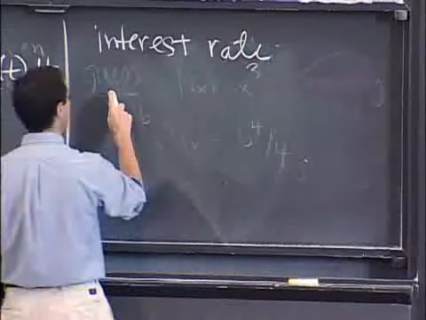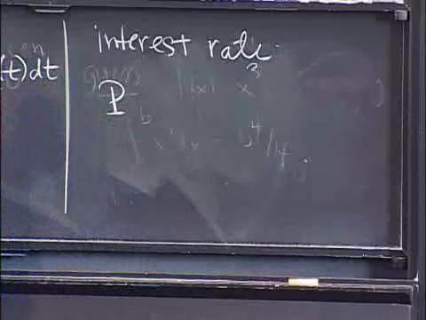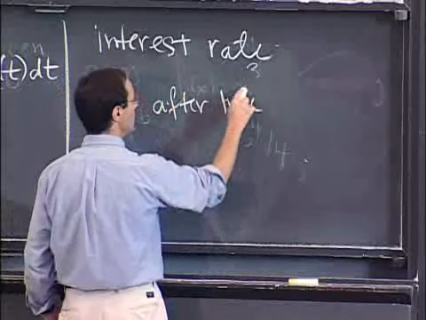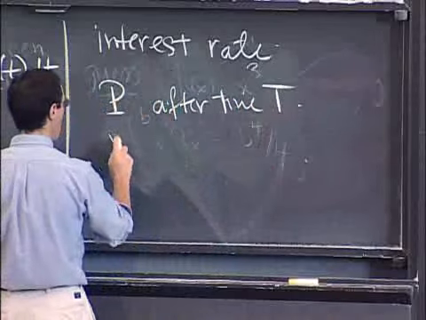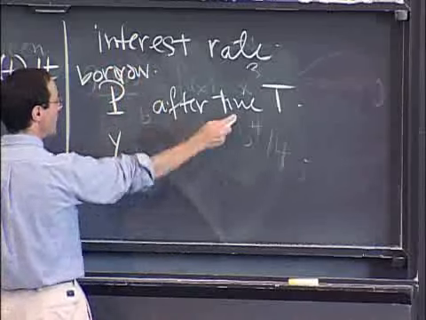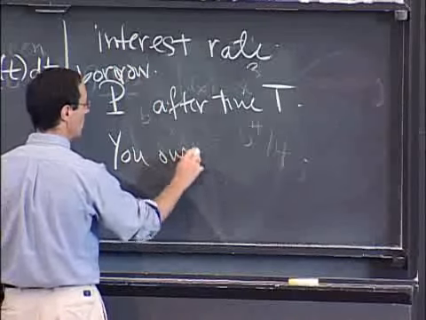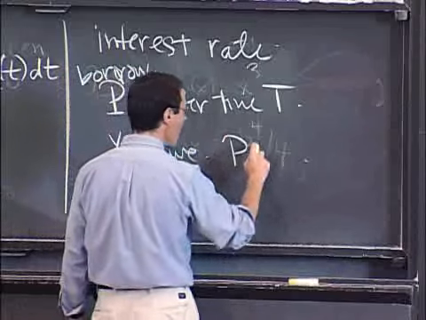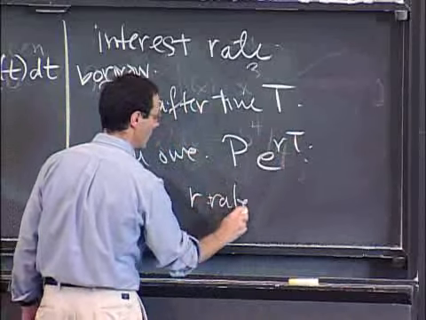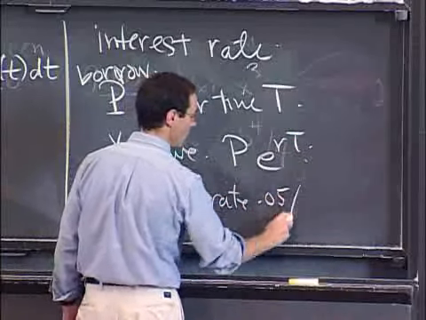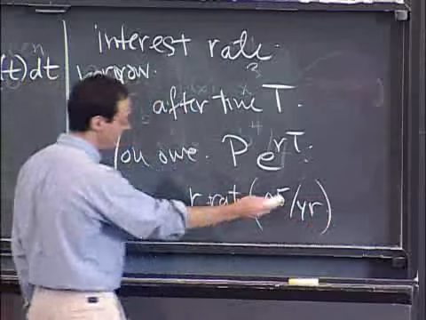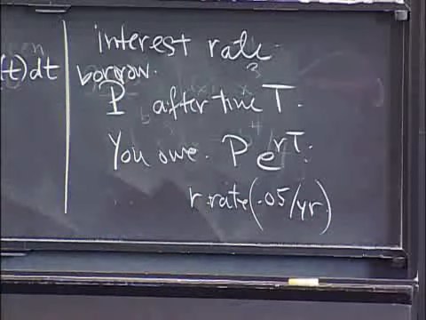So the interest rate, if you start out with P as your principal, so you borrow P, then after time t, you owe P times e to the rt, where r is your interest rate, say 0.05 per year. Okay? That would be an example of an interest rate.